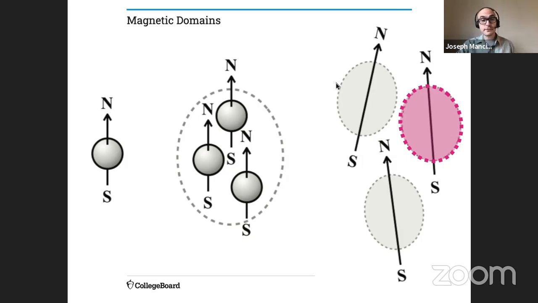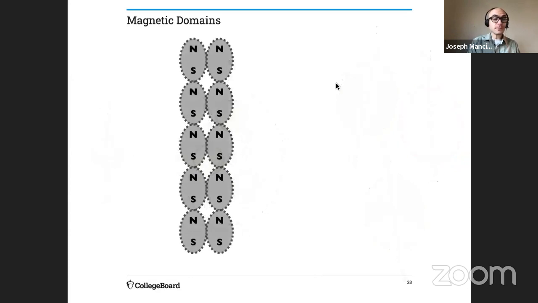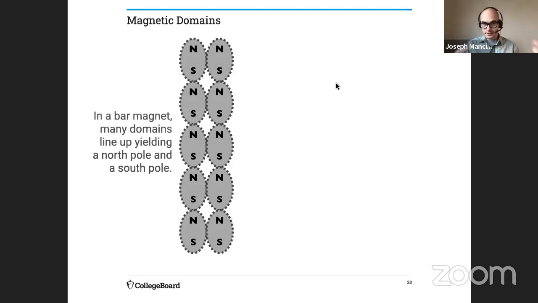So get enough of these north-south domains together across an entire object made of a ferromagnetic material, and those north-south domains line up. This is a diagram of a bar magnet. In a bar magnet, many magnetic domains line up, yielding a north pole and a south pole of the magnet itself. So this diagram is not drawn to scale. There'd be a bajillion of these things. Remember, they're composed of bajillions of atoms making a bajillion magnetic domains, but it's a diagram. What are you going to do?